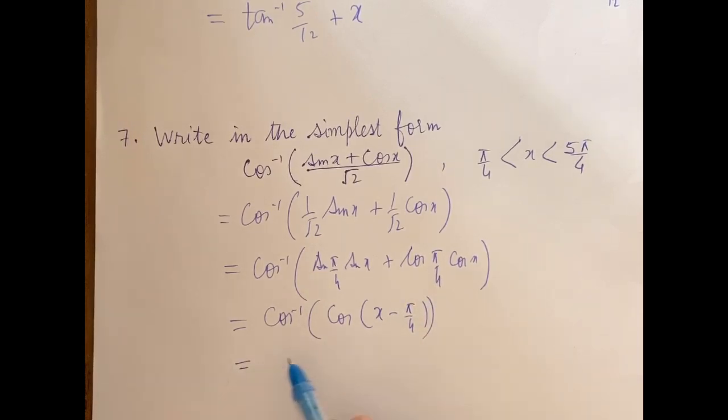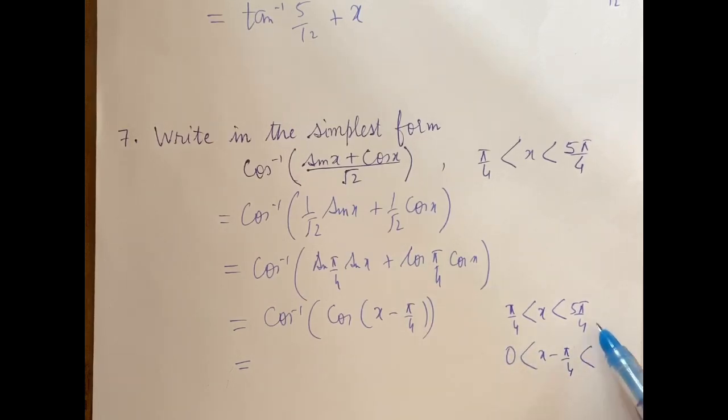So this is equal to, let's see, x minus pi by 4. Let's find out range of values for x minus pi by 4. We are given pi by 4 less than x less than 5 pi by 4. So we need x minus pi by 4. Pi by 4 minus pi by 4 is 0. 5 pi by 4 minus pi by 4 will be pi. So this angle belongs to the closed interval 0 to pi.